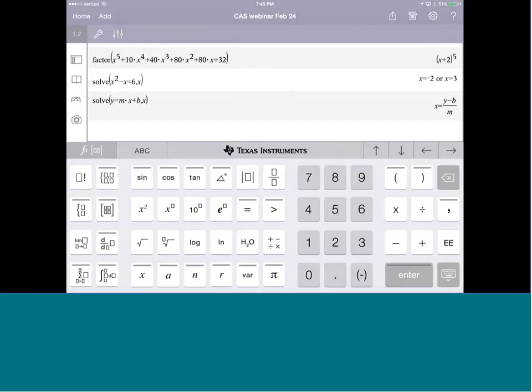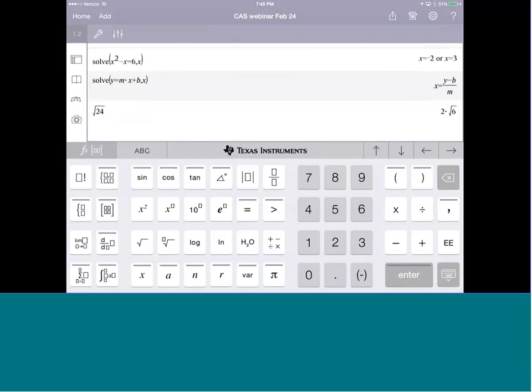That's a simple one it'll do, kind of nasty ones also. Another thing it'll do is if I want to talk about, say, radical 24, this isn't going to give me 4.9 something. It's actually going to simplify it to 2 radical 6. So that's some of the things on the algebra menu.